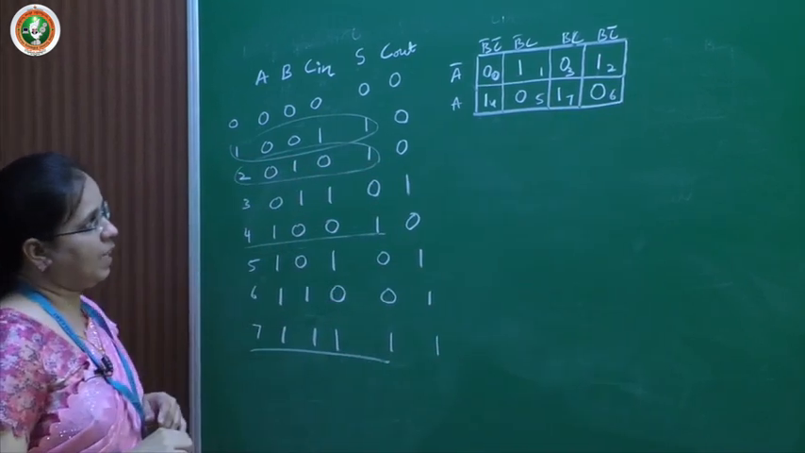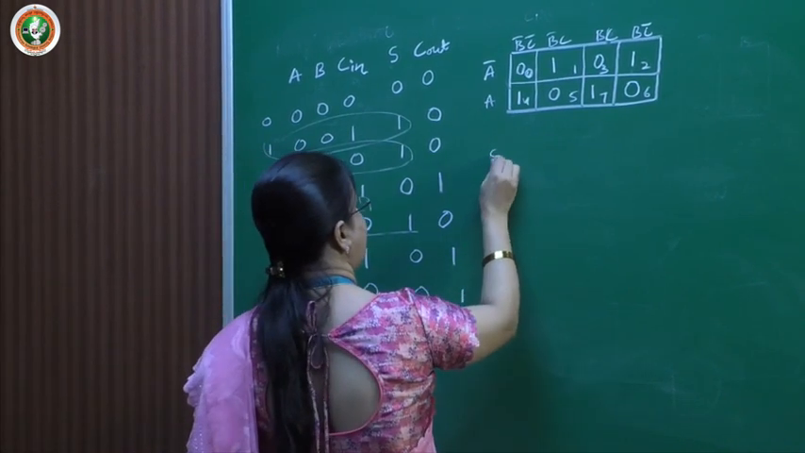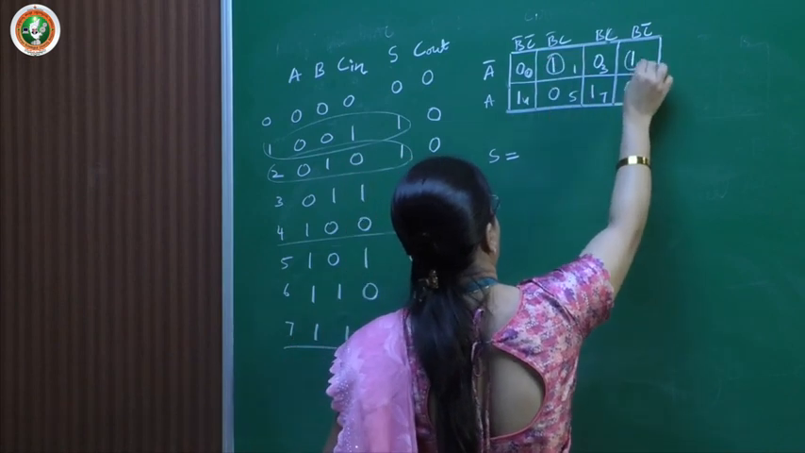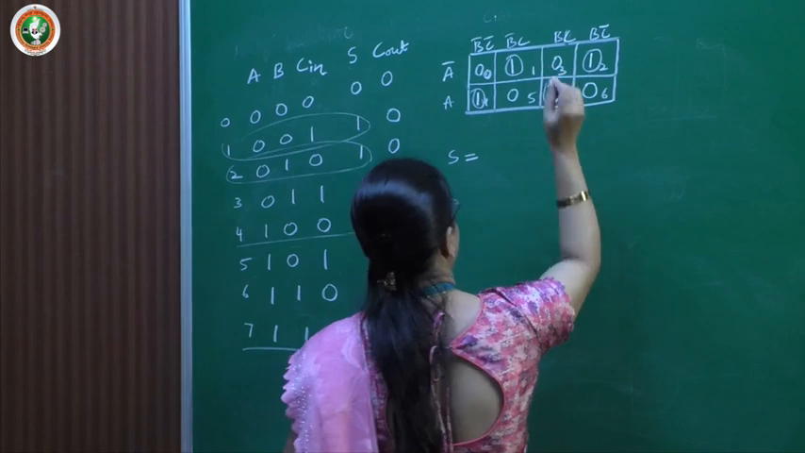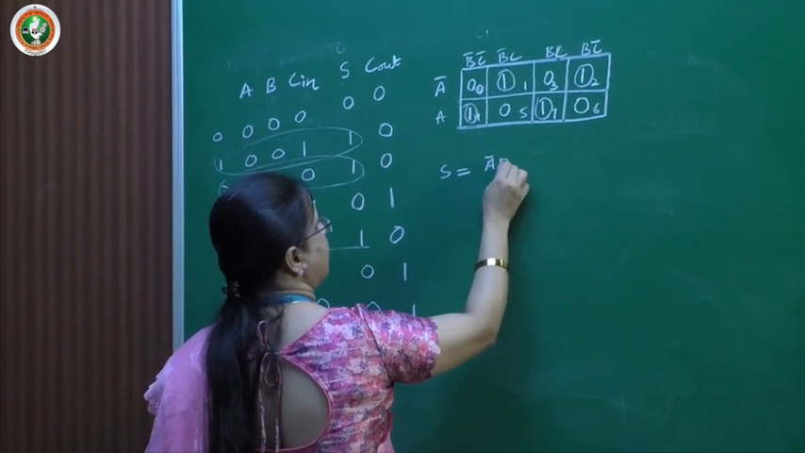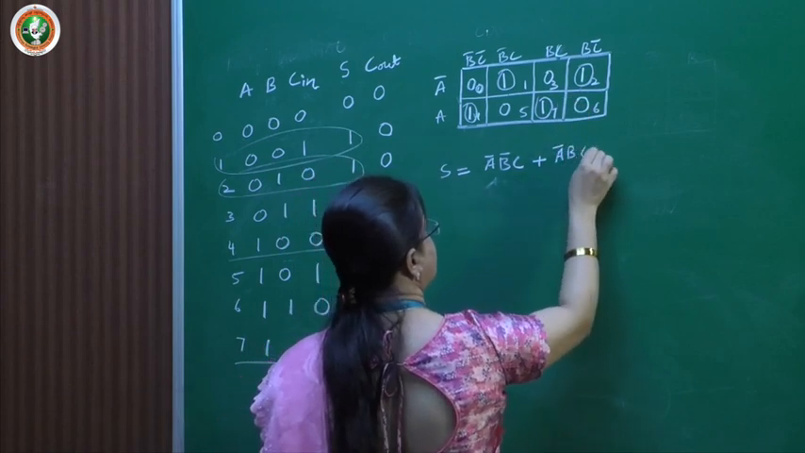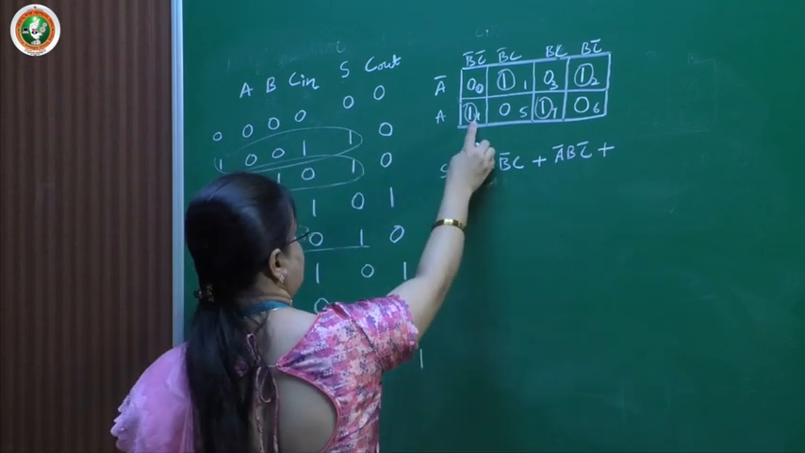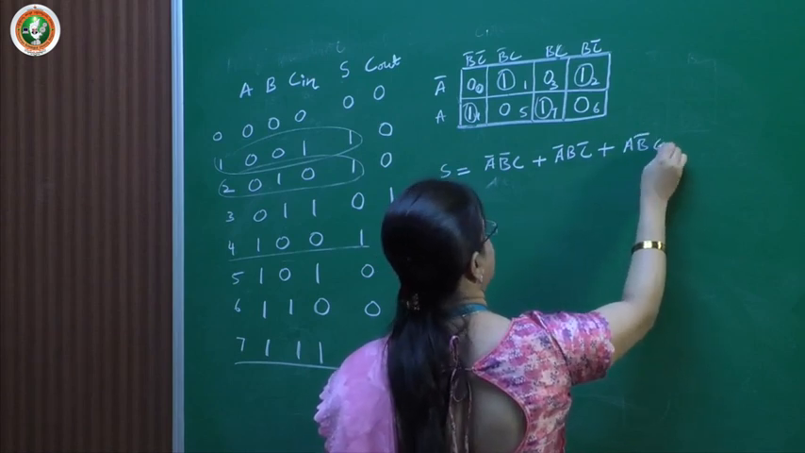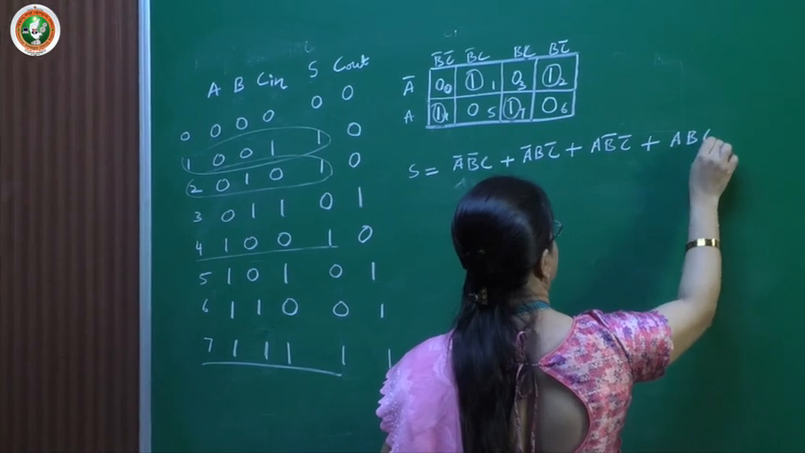So, if you observe the K map, there is no way to group these ones. So, I am going to get the Boolean expression for sum by grouping them as isolated ones. For the first one, what will be the min term I am getting? A bar B bar C plus, for the next min term, A bar B C bar plus, for this min term I am getting A B bar C bar plus, for this entry I am getting A B and C.